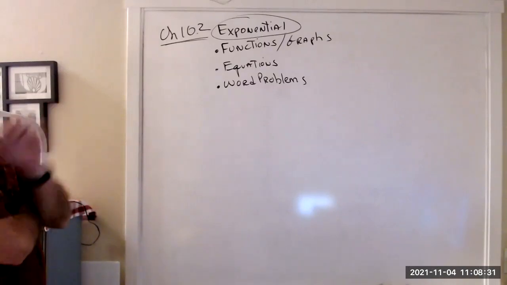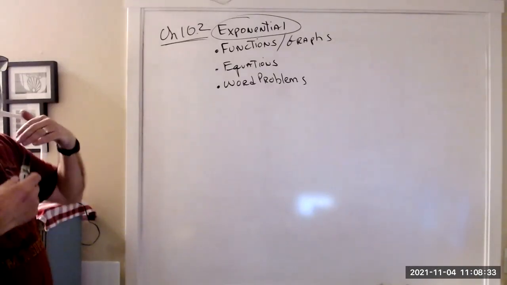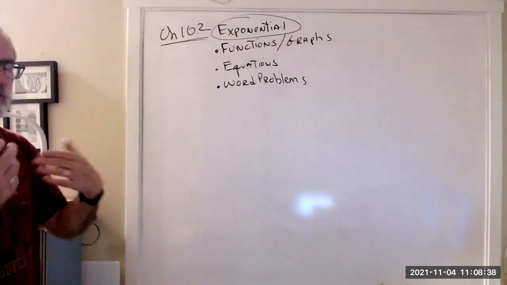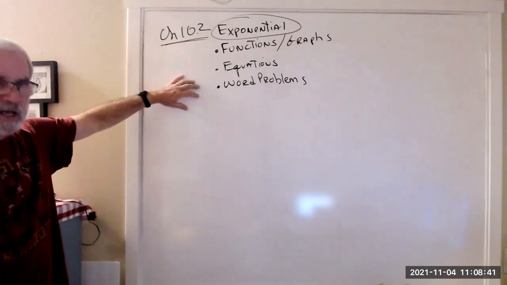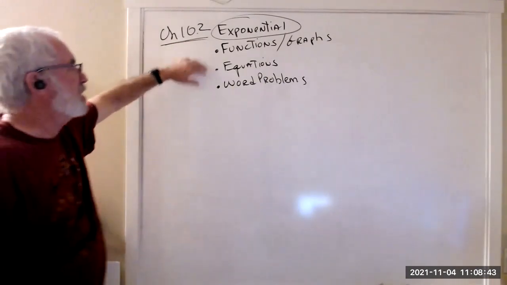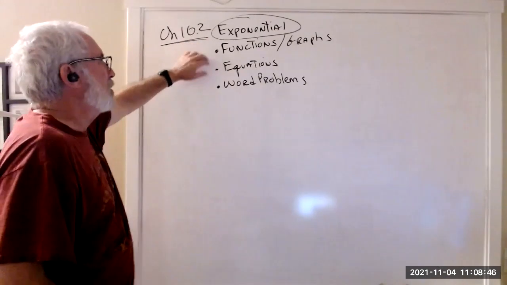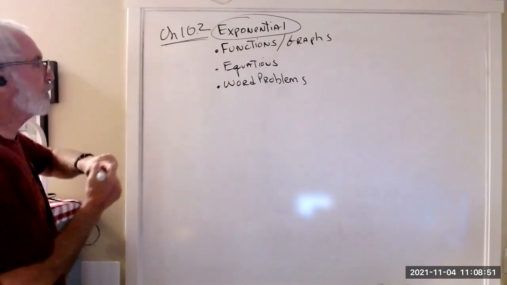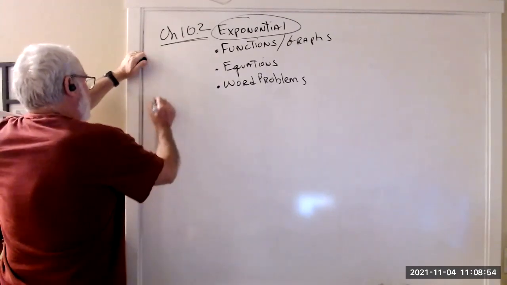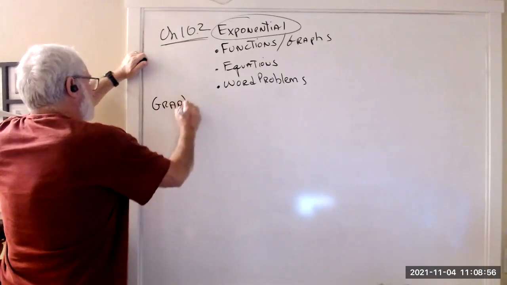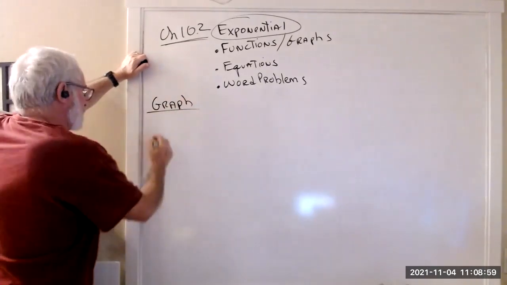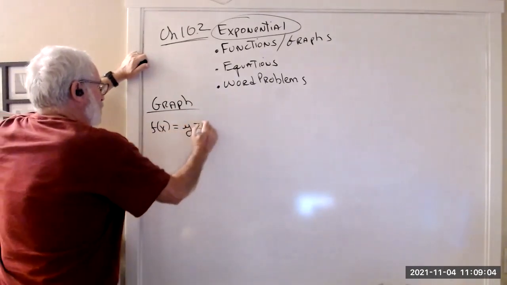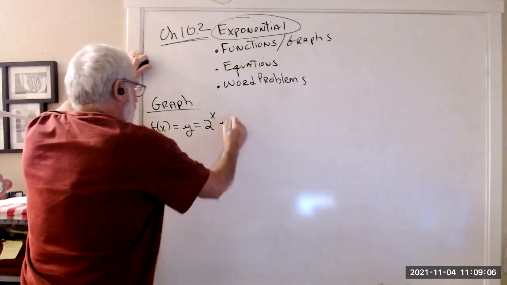For the most part, I see how these are related, but I also see how students don't see the relationship between these yet. So I can teach these as separate ideas. Let's go with the graphs first, exponential graphs. And let's start with the easiest. Let's start with f of x equals y, which equals 2 to the x plus 1.